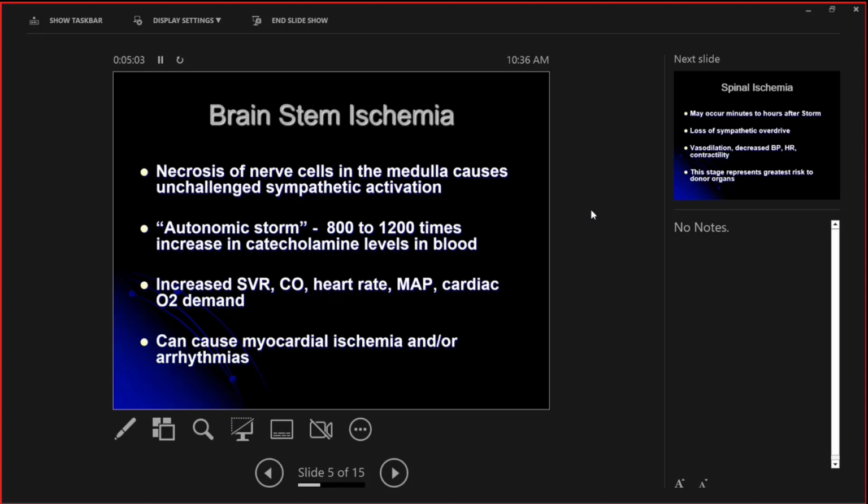The primary catecholamine in your body that you release is what? Do you guys know? Norepinephrine. Okay. And then a little bit of dopamine and some epinephrine, but it's primarily norepinephrine.